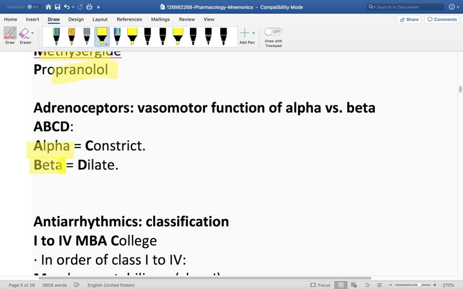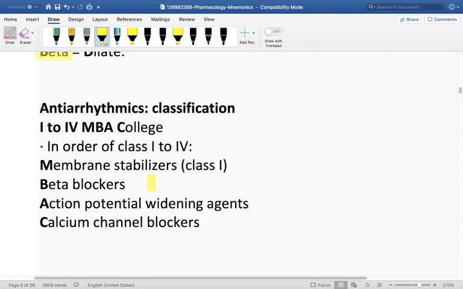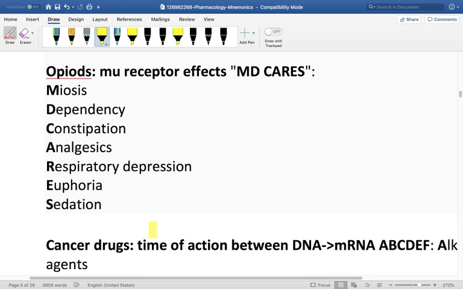Now, the most important challenge, antiarrhythmics and their classification. Class 1 to 4: MBA college. M is membrane stabilizers, all class 1 drugs. B, MBA, right? So, beta blockers. Then, class 3, they are the action potential widening agents. Then, calcium channel blockers. So, that is how you can classify the antiarrhythmics. Now, doctor, opioids.